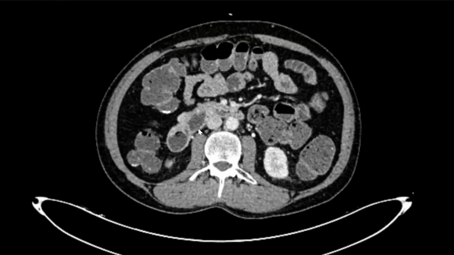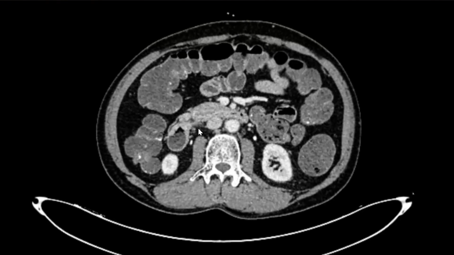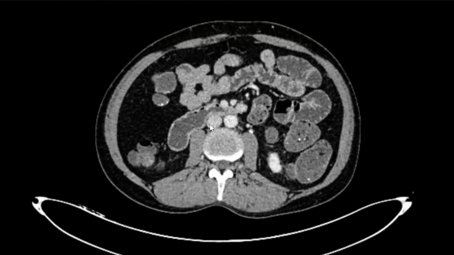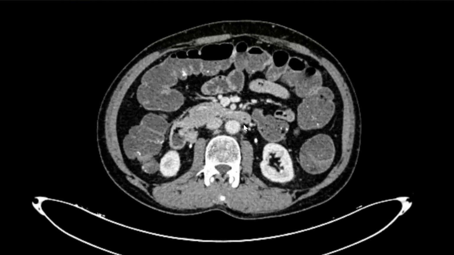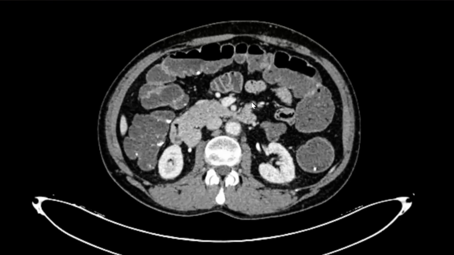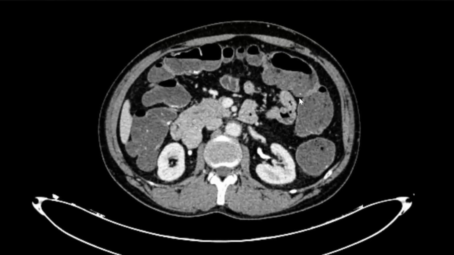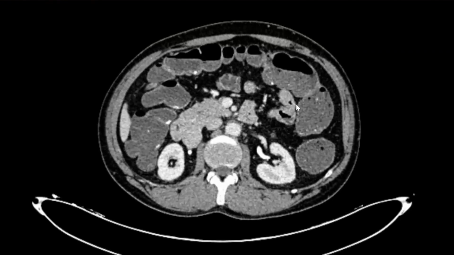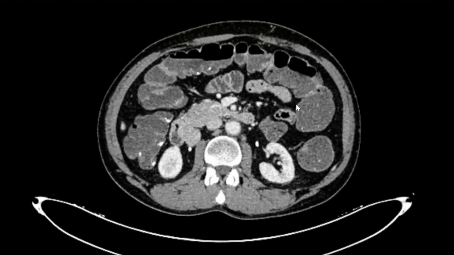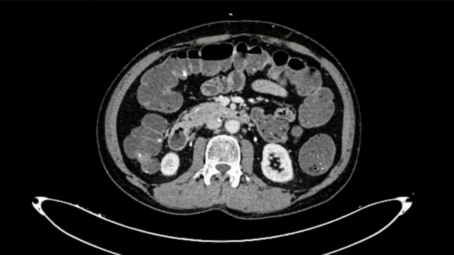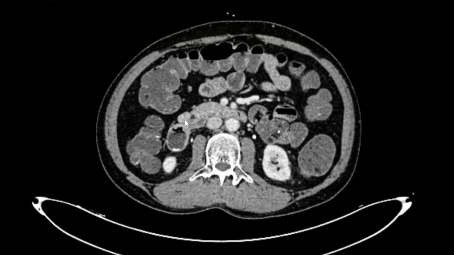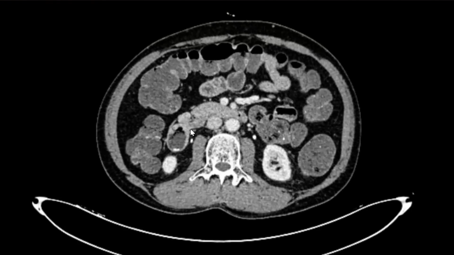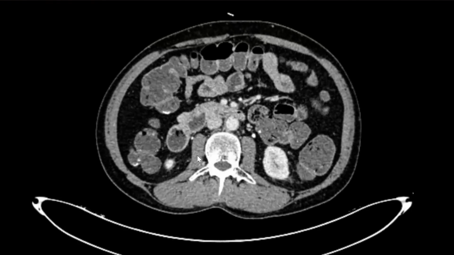So please summarize your case. In conclusion, this is like peptic ulcer: stomach wall thickening with duodenal wall thickening, in keeping with peptic ulcer disease, possibly complicated by the gastroduodenal artery aneurysm formation.